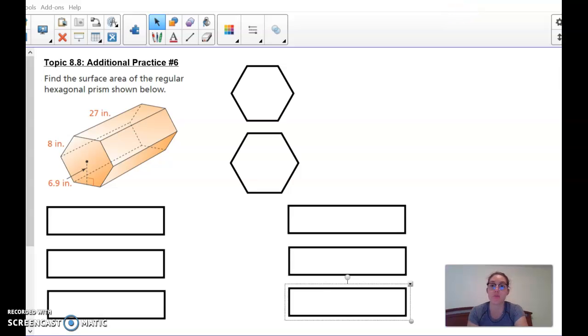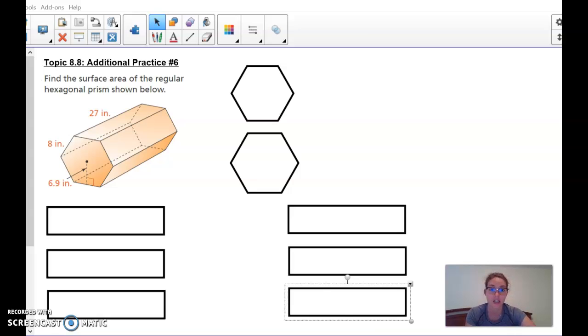All right, this is our topic 8.8 additional practice problem number 6. It says find the surface area of the regular hexagonal prism shown below. So this hexagonal prism has 8 different sides, 8 different surfaces. It has rectangles all along the sides, and then its 2 bases are hexagons.